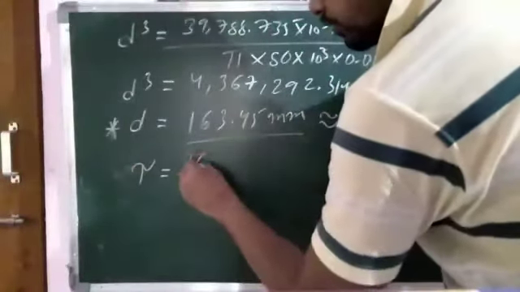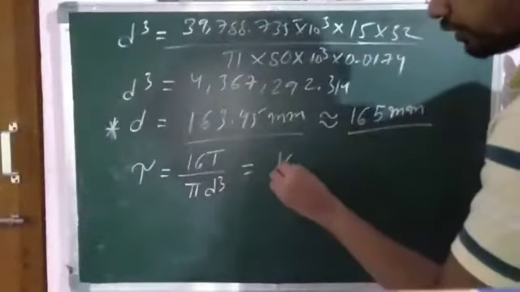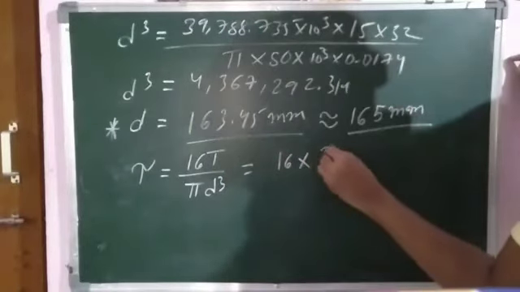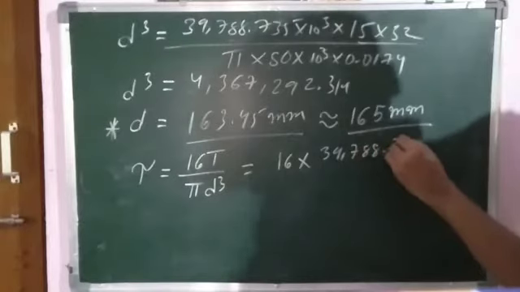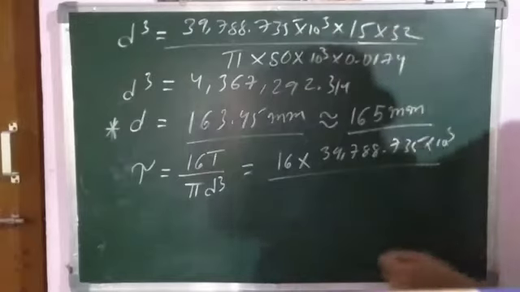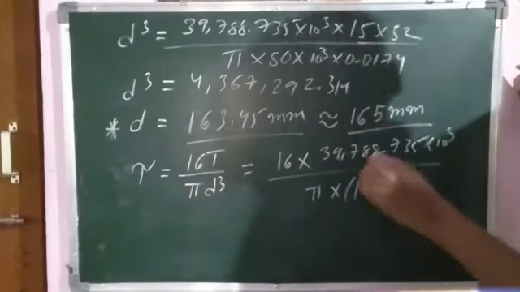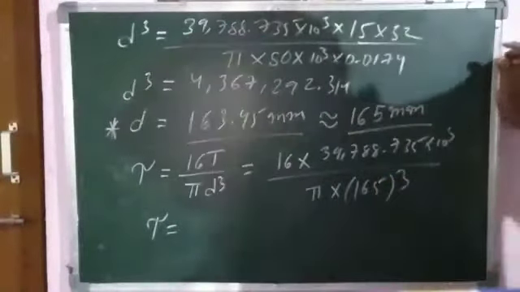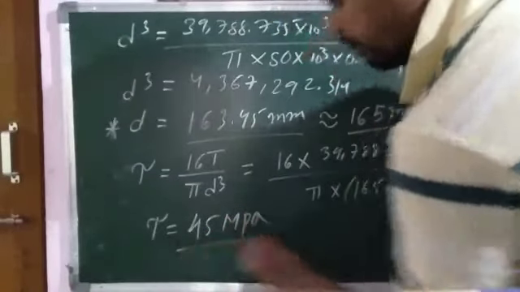Tau is equal to 16T by pi d cube, where T represents torque. The value of torque is 39,788.735 into 10 cube, divided by pi into d cube, that is 165 whole cube. After solving this expression, you will get tau nearly equal to 45 MPa.